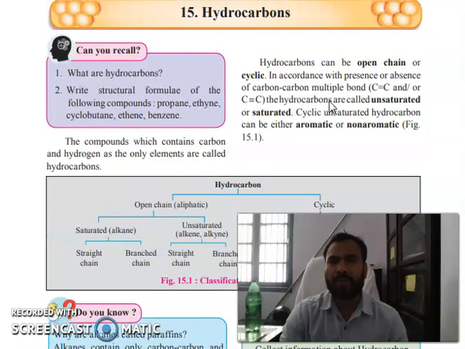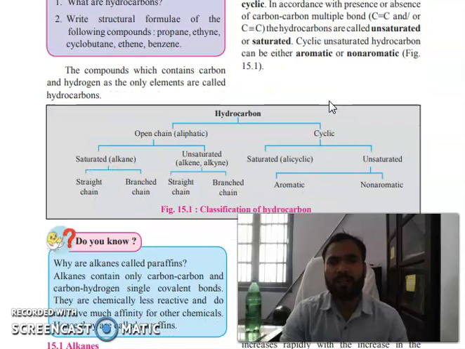So, hydrocarbon can be open chain or cyclic. Maybe double bond, maybe triple bond present. So there are classifications of hydrocarbon. Hydrocarbon, either it is open chain, we call it aliphatic. Another is the cyclic.